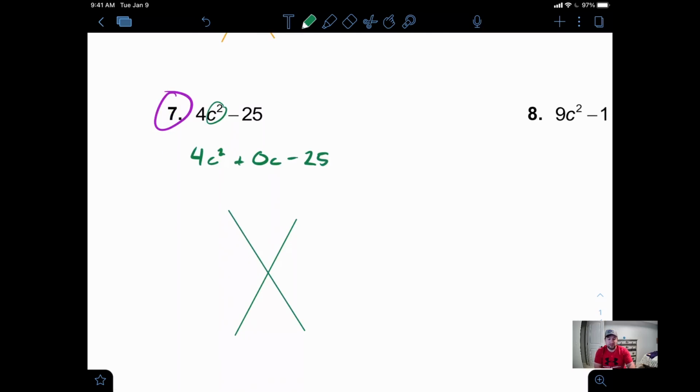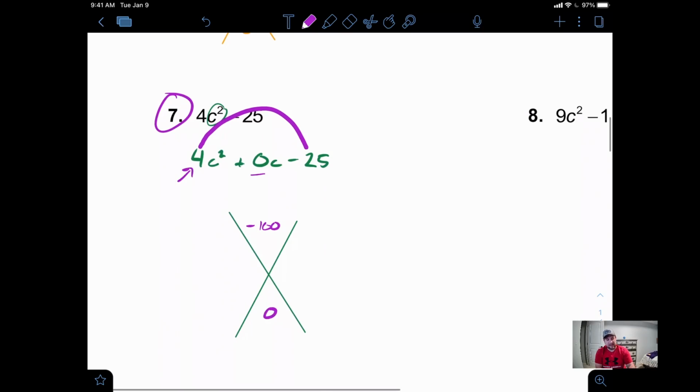And notice how I said try. Sometimes you just try something and you realize that didn't work. We've got to go a different route. Remember, to get the top number, 4 times negative 25, that gives us negative 100. The bottom number will be 0. Since our a term is 4, we're going to have 4c over and 4c over.